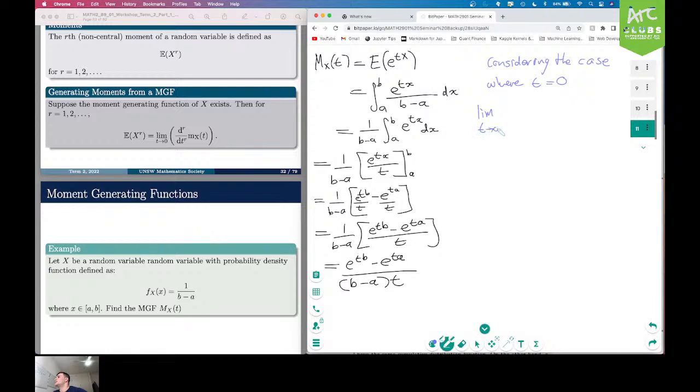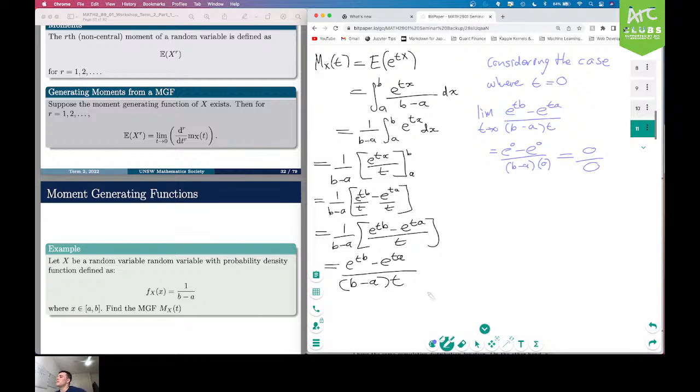So the limit as t approaches 0 of our moment generating function, e to the tb minus e to the ta over b minus a times t, like that. It's worth having a crack at subbing in t equals 0, because you might actually get lucky, but in this case you don't. In this case you get e to the 0 minus e to the 0 over b minus a times 0, and this is 0 over 0, so we get an indeterminate form. So we can't actually take this limit.